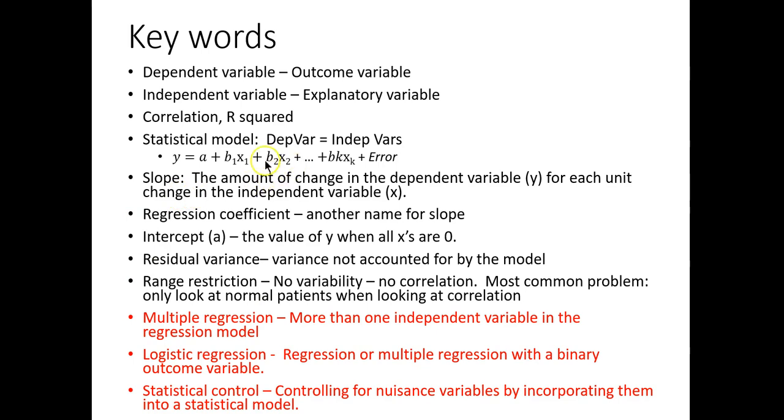Multiple regression was this little model up here. It's more than one independent variable. Logistic regression is a situation in which the y is not continuous, but it's discrete, like yes or no, sick or not sick, died or not died. Statistical control is the controlling for nuisance variables by incorporating them into the model. For example, you really want to know about the relationship between y and b1 or x1, and these other variables just control for nuisance variance so that it isolates this relationship here, and that's pretty handy.